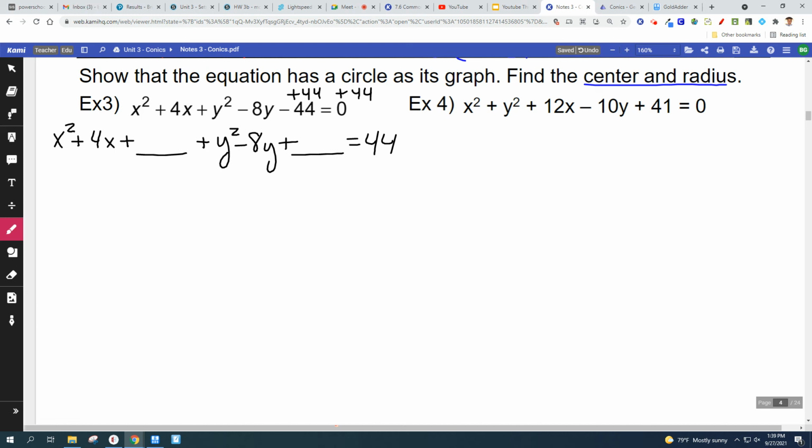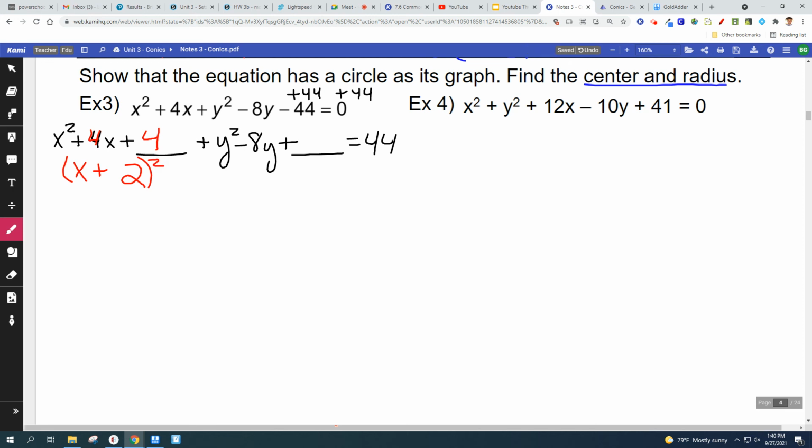Now, look at your x terms, and you've got this 4 right here. Do what we do. Half of that number is 2, and square that number, you get 4. That's completing the square. If you think about factoring, two numbers to multiply to 4 and add up to 4 are 2 and 2. This would factor into x plus 2 times itself, or x plus 2 squared.